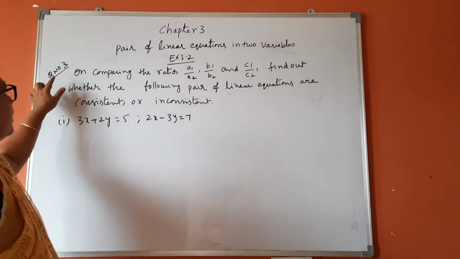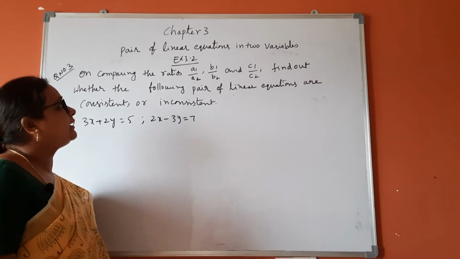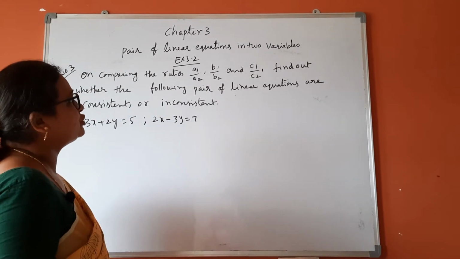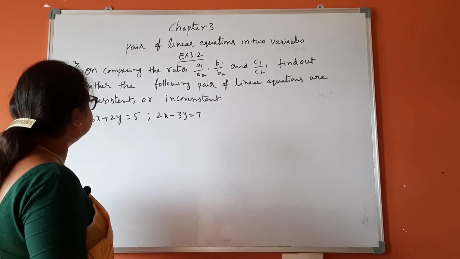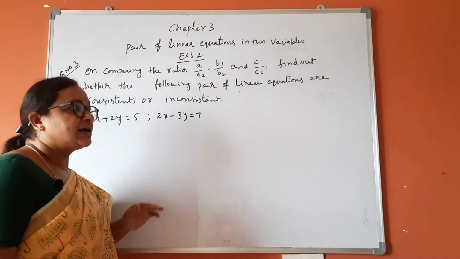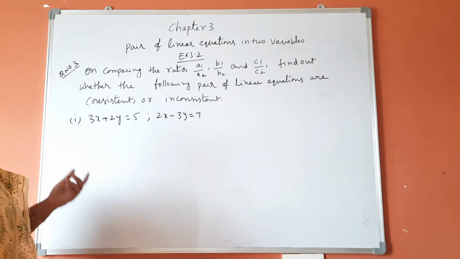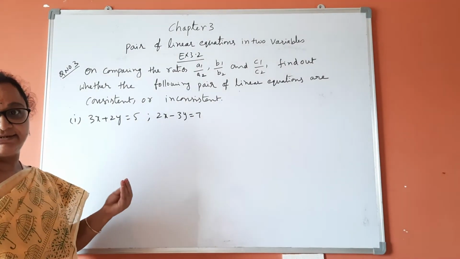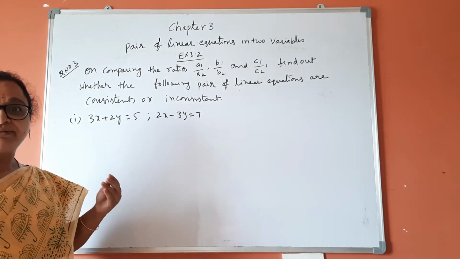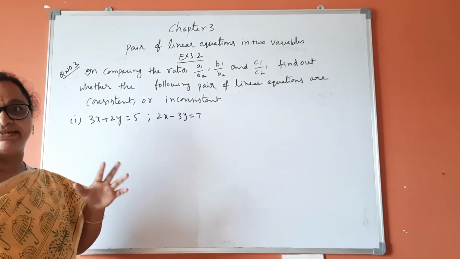Question number 3. On comparing the ratios A1 by A2, B1 by B2 and C1 by C2, find out whether the following pair of linear equations are consistent or inconsistent. Consistent means the given pair has a solution. If they don't have a solution, that means they are parallel, which means inconsistent.